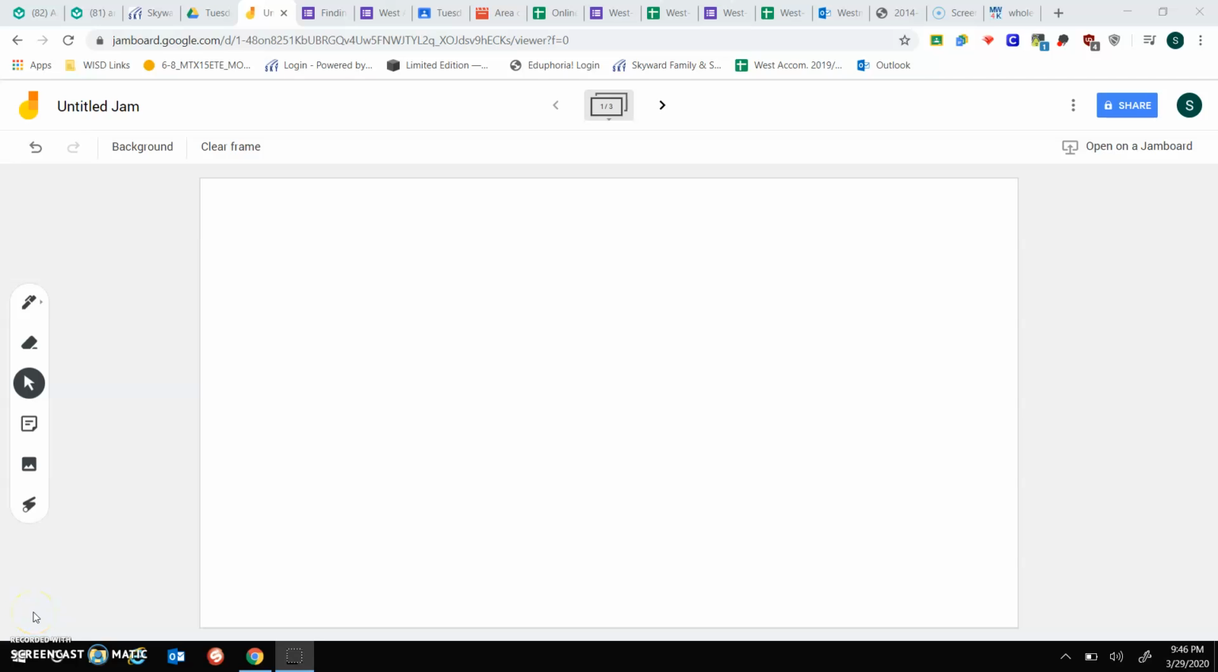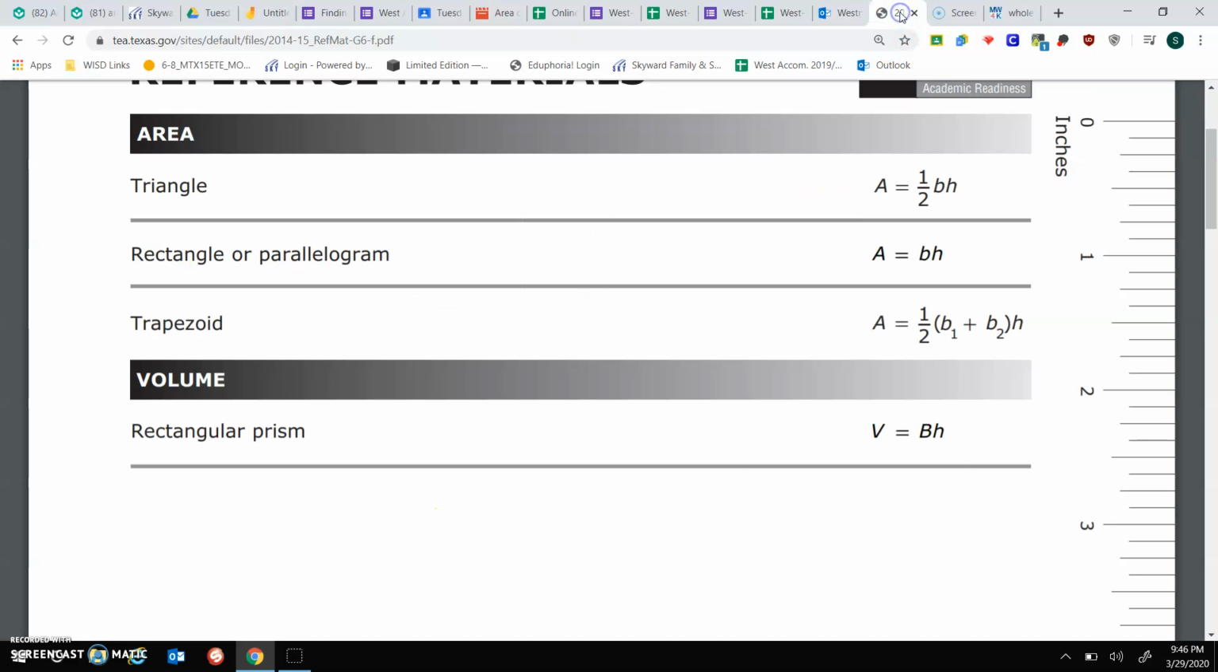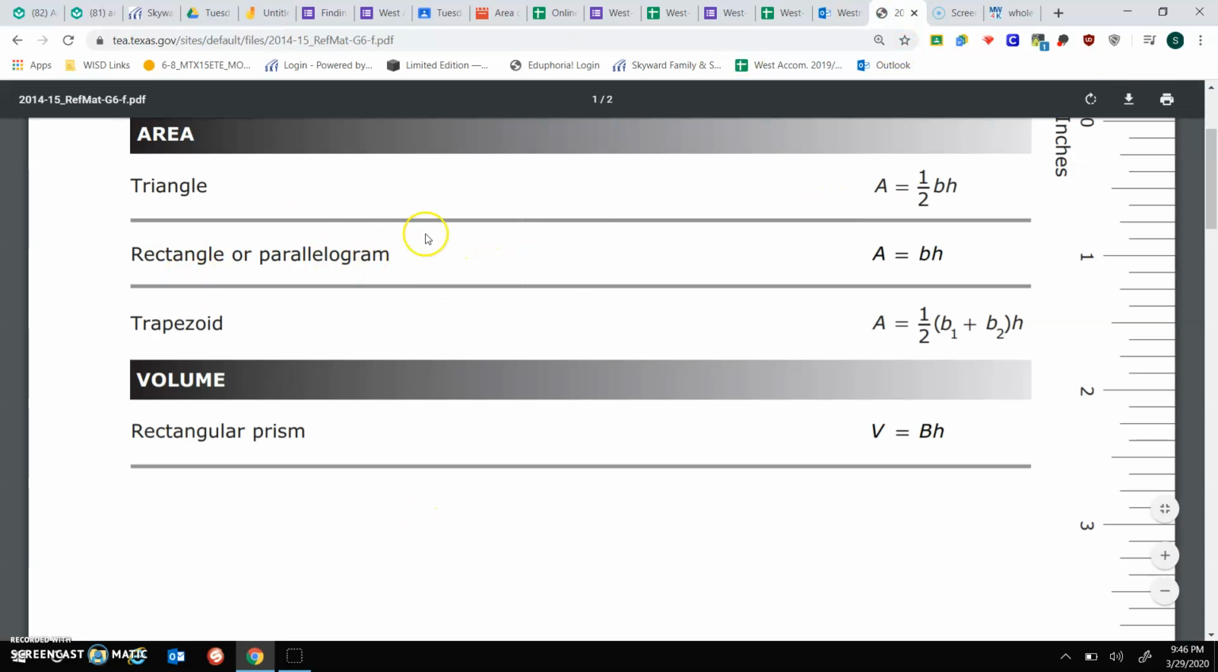Okay, hey guys, we're going to do some area practice, but first I want you to write down your formulas. So pause this, get some paper and pencil, and we're going to title this Area Formulas. Okay, and now you can go ahead and Google 6th grade formula chart, and you'll get this.